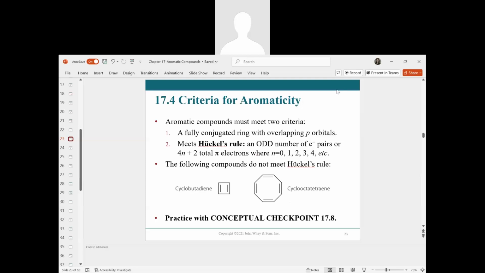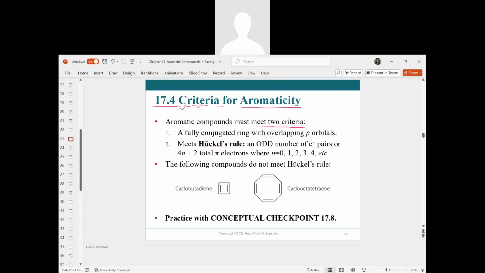In this video, we'll continue with the discussion of section 17.4, and let's review the criteria for aromaticity. What types of compounds will demonstrate this aromatic stability? They will have to fulfill two criteria.